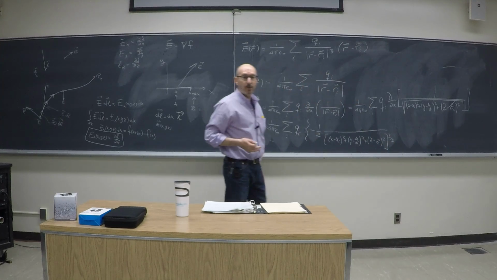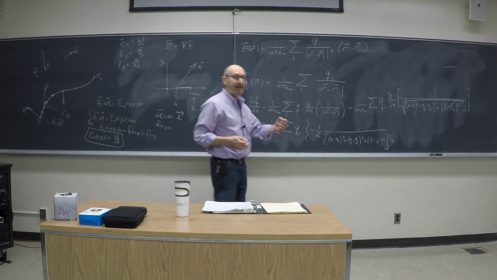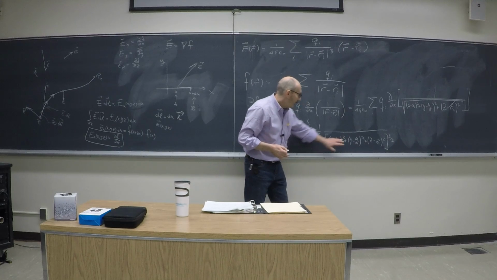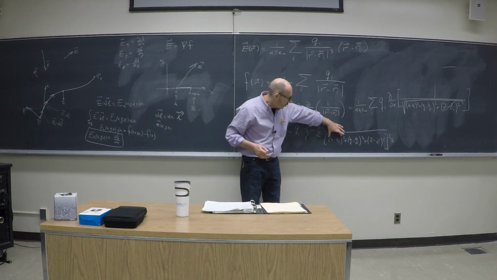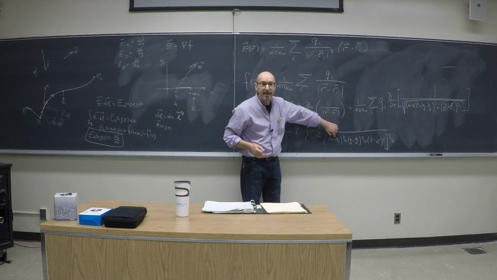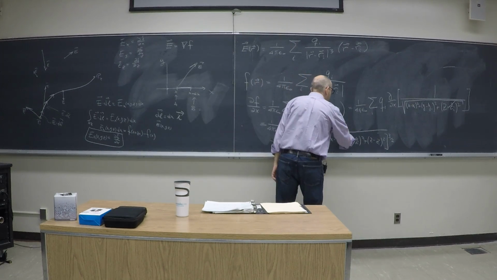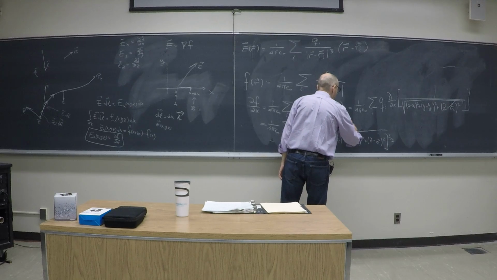And then you told me that you use the chain rule, that because we are taking the derivative with respect to x, the y and z terms are not affected, those are 0, and this one will give us a 2 times (x minus xi). Yes.